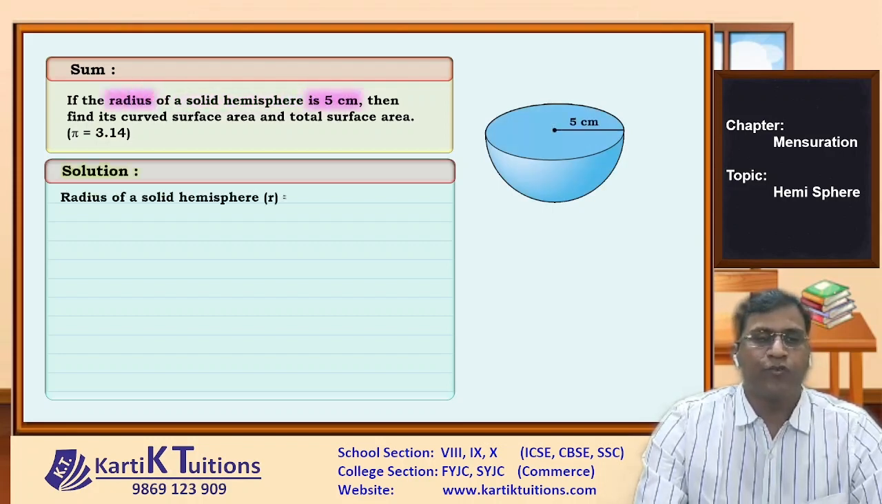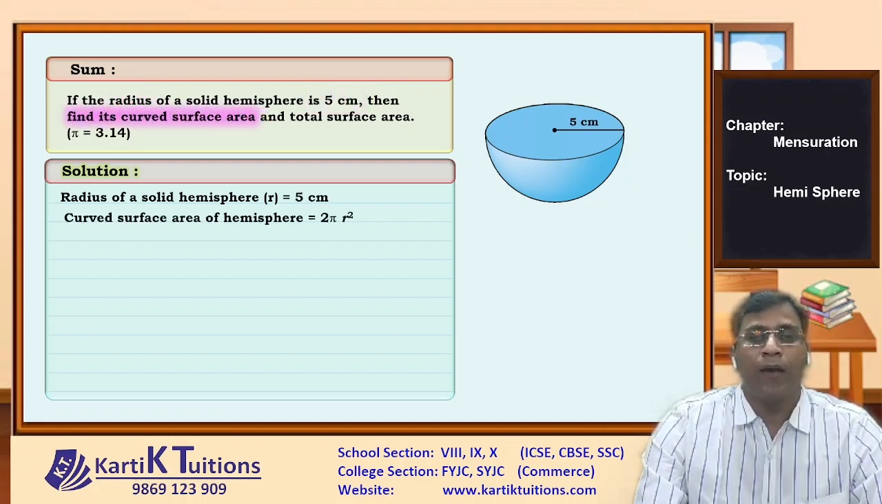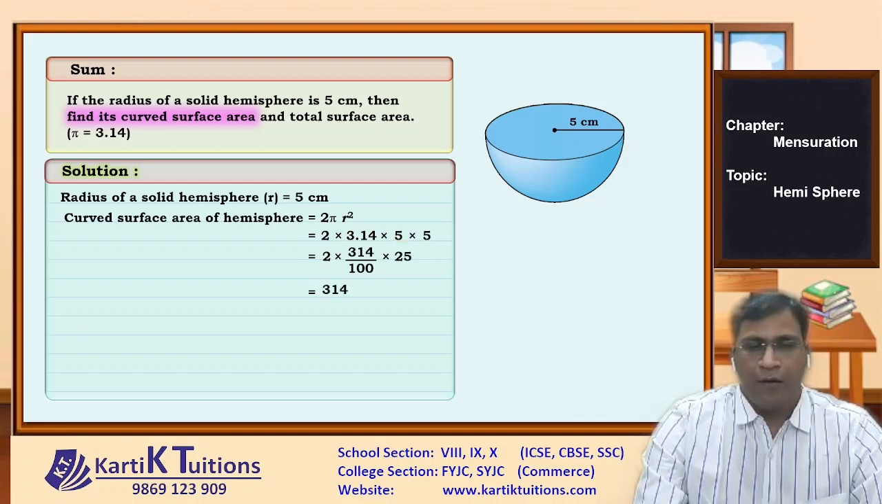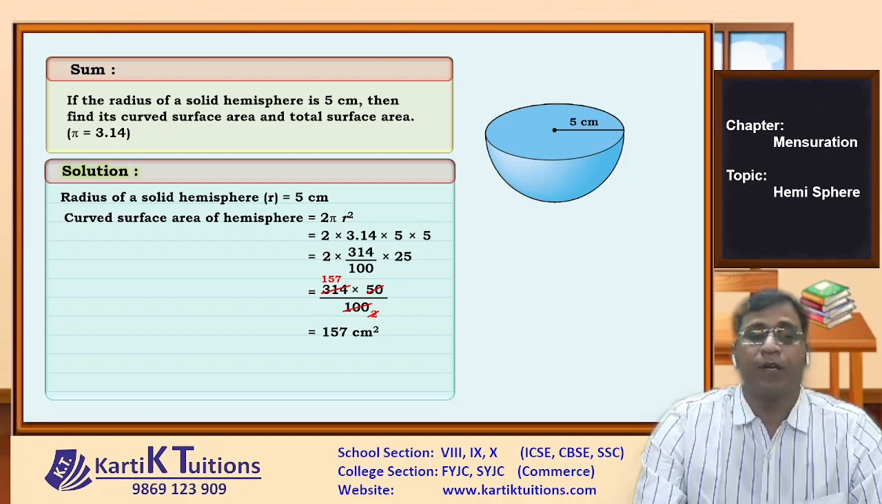Now first they have asked us to find the curved surface area. What is the formula to find the curved surface area? It is 2 pi r square. Now here the pi value is given as 3.14. So 2 into 3.14 into 5 into 5. Now 3.14 can be written as 314 upon 100, into 5 into 5 that is 25. Now see here 314 into 2 into 25 gives us 50 upon 100. Now 5 ones are 5, 5 twos are 10. So 314 upon 2 will give us 157. So the curved surface area of hemisphere is 157 centimeter square.